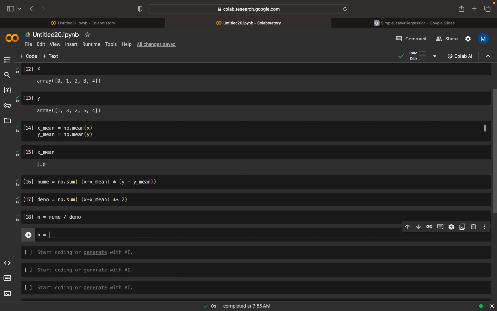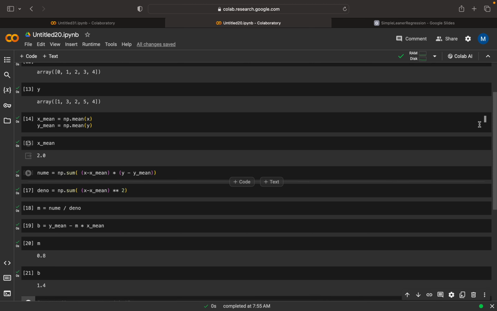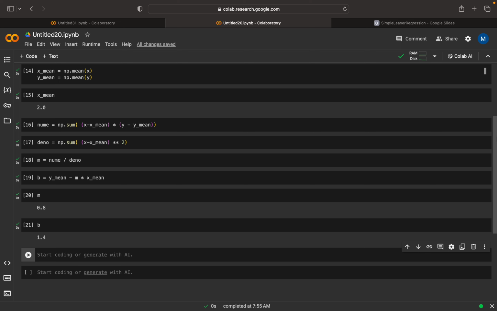Now I can calculate my b value, that is y mean minus m cross x mean. So this is my b. Here I can print m. So m is equal to 0.8 and this is my b, which is 1.4. So we are able to easily find out the m and b using Python programming language.